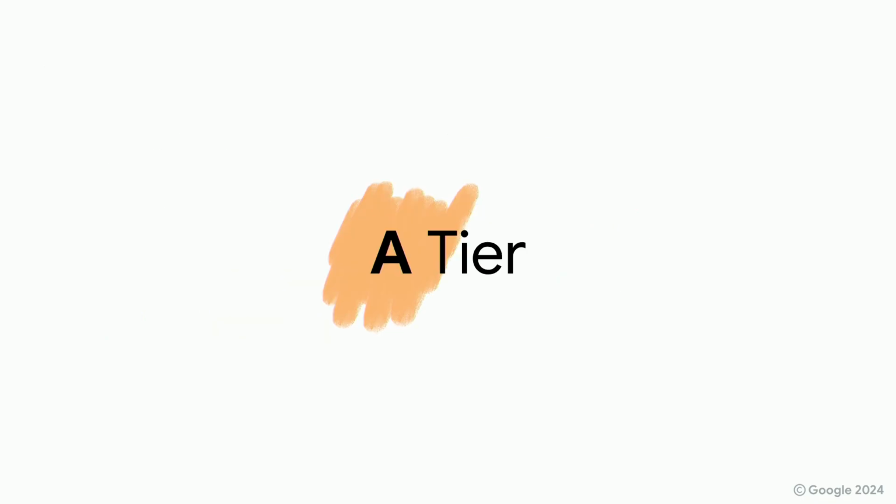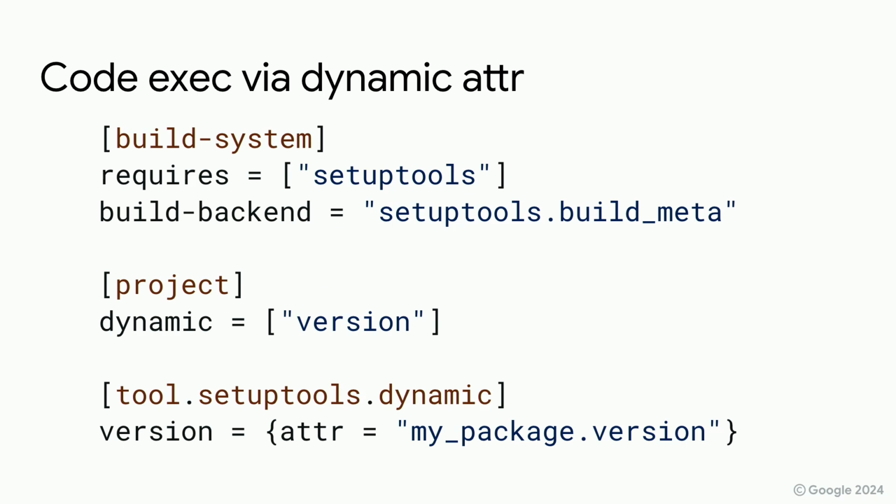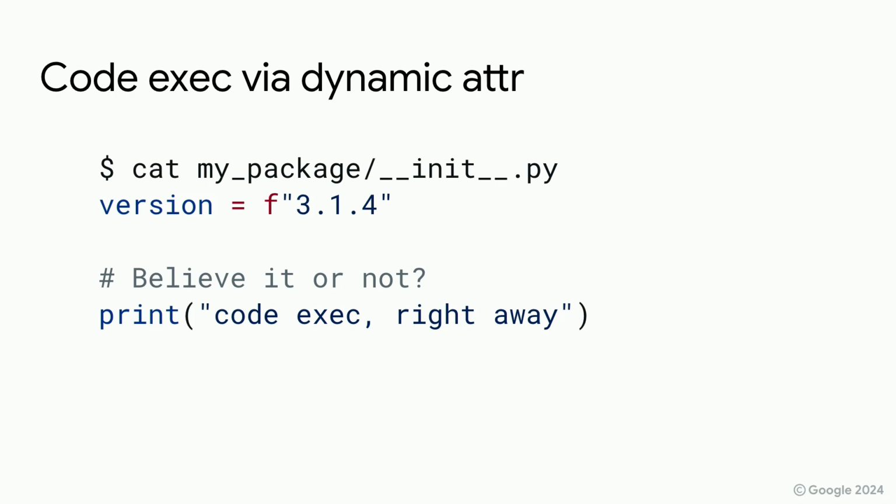And here's my A tier. This is getting more malicious and harder to spot. So this uses the dynamic attribute fields for code exec. Here I'm using setuptools for populating my version field. And the way setuptools does it is you specify in a special table this version field that points to this version attribute in my package. If we look at this, is that being parsed by ast.literal_eval? No, it's an F string. So it can't be parsed by literal_eval. It has to be executed.